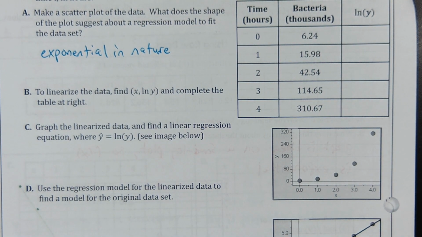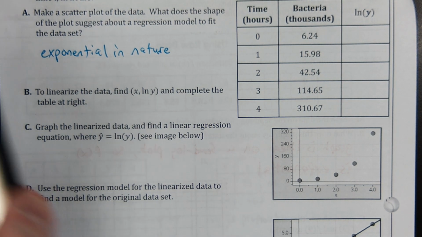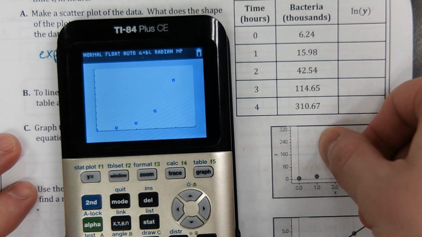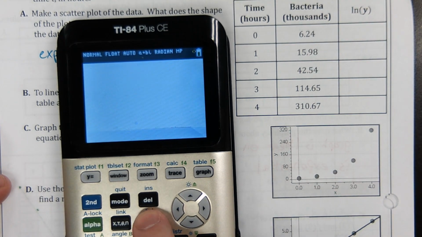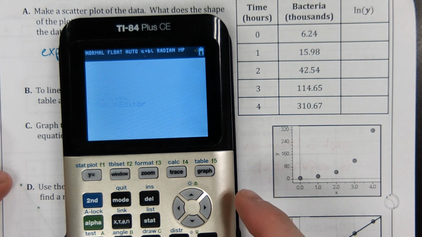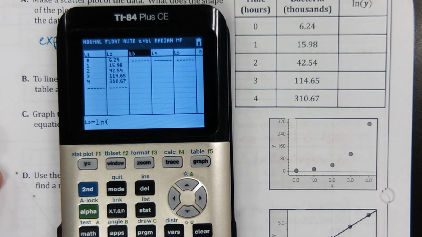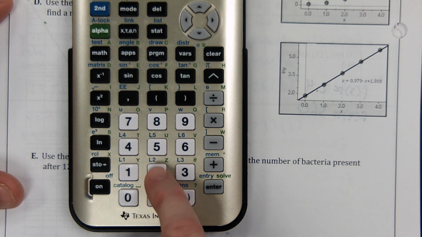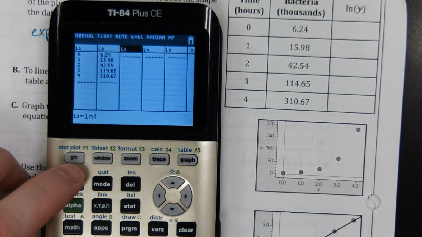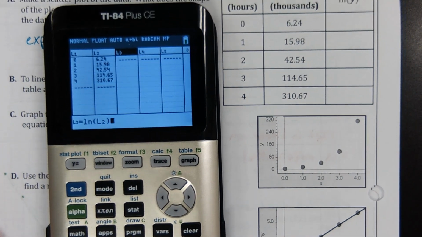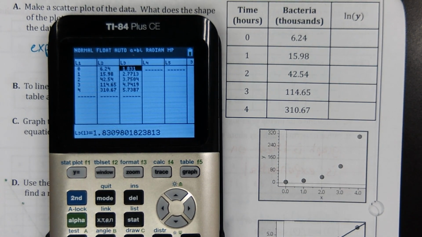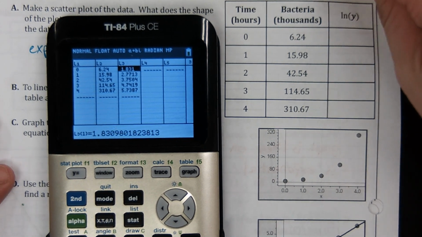To linearize the data, find x, ln y, and complete the table at the right. Now we could go through the process of typing all of these in, or we could work smarter, not harder. Stat, edit, come over to L3, go up, highlight it. See where the cursor is? And just say the natural log of L2. L2 is right here. So second L2, close parentheses, and when you hit enter, it will fill out the table for you. Ta-da! Isn't that nice?